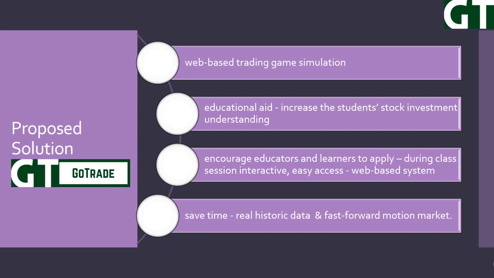In this system, there will be rules set by the game developer such as the limit of participants per game, the capital given for each player to be able to trade, and the type of company the players will be investing in. GoTrade will be using real historic data of different companies to be displayed on the paper trading platform. The data will be in fast-forward motion during the game session since this game is intended to be an educational aid during lectures.